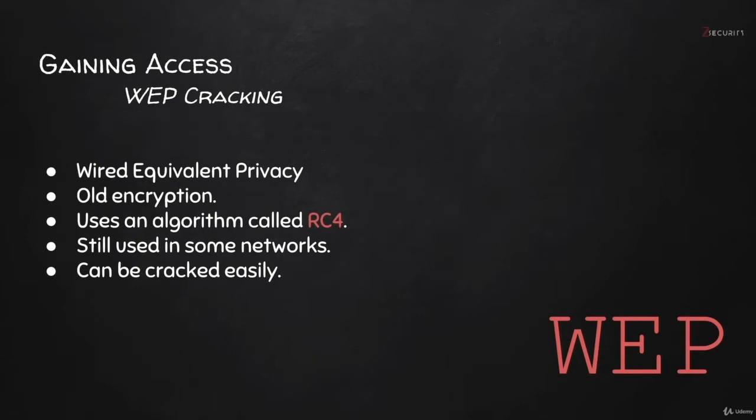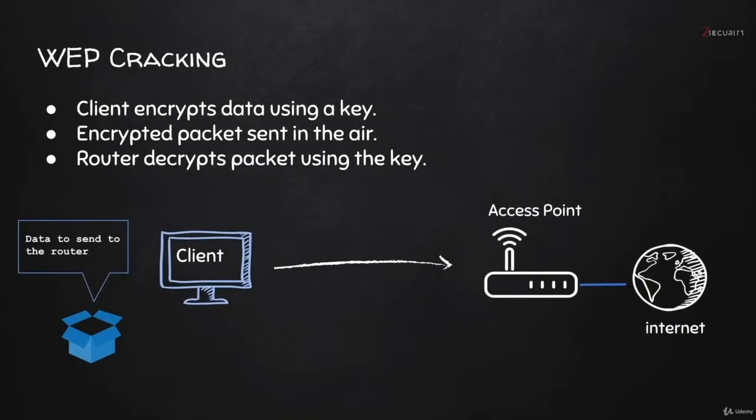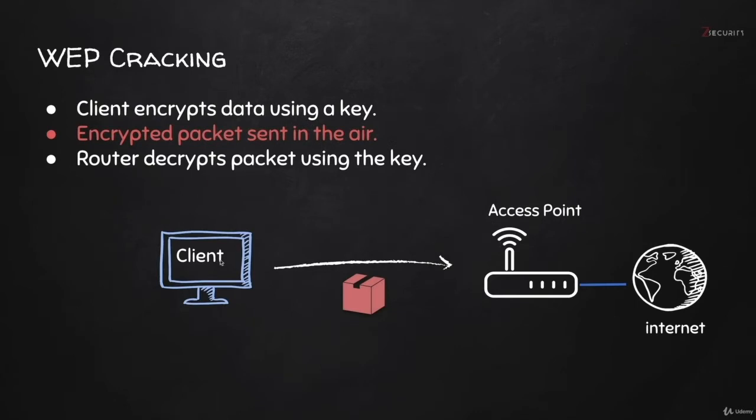So basically, WEP uses an algorithm called RC4 to encrypt its data. So the way this works is basically, if a client wants to send something to the router, and let's say it wants to send this text data to the router, it'll first encrypt this using a key. Therefore, this normal text will be converted into gibberish, as you can see here. This encrypted packet will be sent into the air.